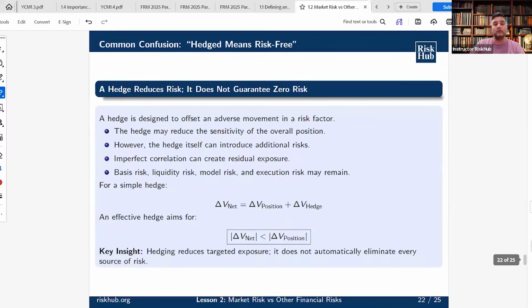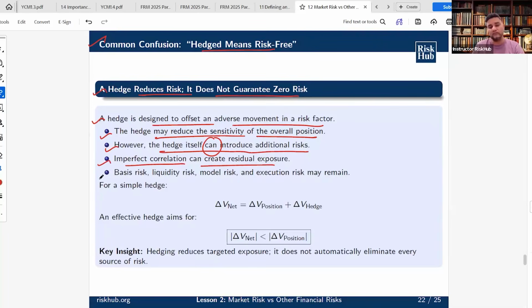Slide number 22, common confusion. Hedged means risk-free? A hedge reduces risk. It does not guarantee zero risk. A hedge is designed to offset adverse movement in a risk factor. The hedge may reduce the sensitivity of the overall position. However, the hedge itself can introduce additional risk. Imperfect correlation can create residual exposure, basis risk, liquidity risk, model risk, and execution risk may remain.